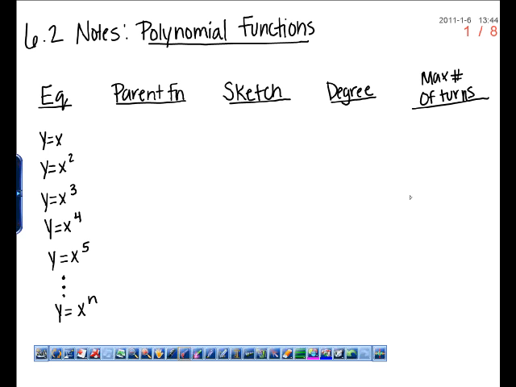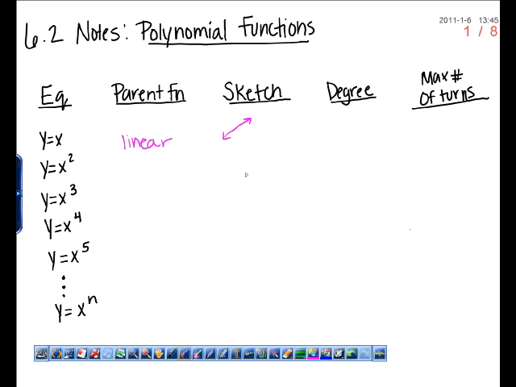What's that first one? Linear. y equals x is a linear function. What's the sketch of a linear function look like? Yeah, just a line. We're going to skip the degree for just a moment and come back to it.